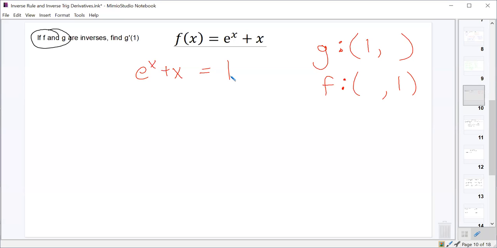Anybody see a value of x that makes that true? 0. Yep. Looks like that's true. There's not like a nice easy way to solve it, but if you just think of some numbers, like plug in 0 for x, e to the 0 is 1, plus 0 is 1. So perfect. That makes the points 1, 0, and 0, 1. And if we want g prime of 1, it ought to be equal to 1 over f prime of 0.